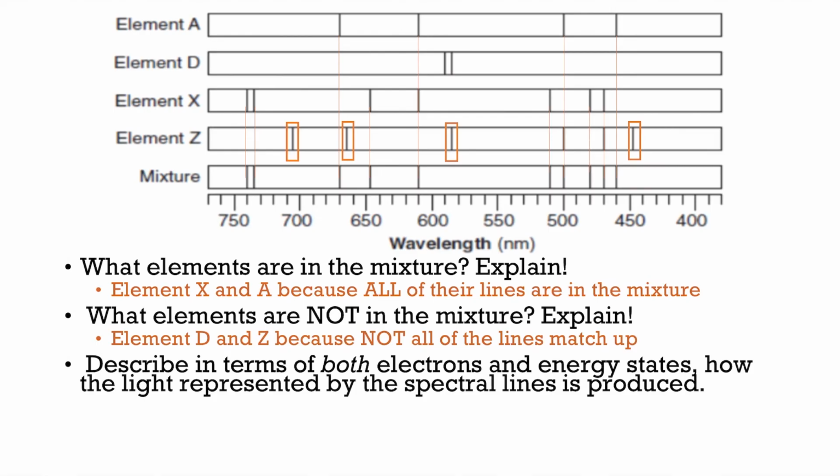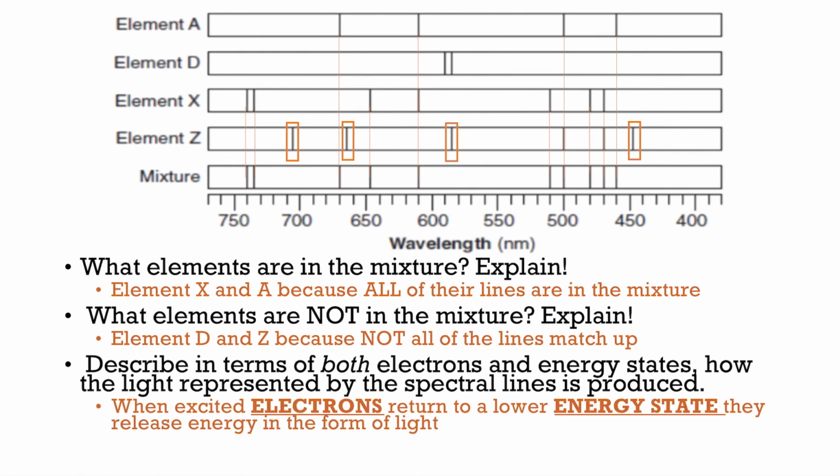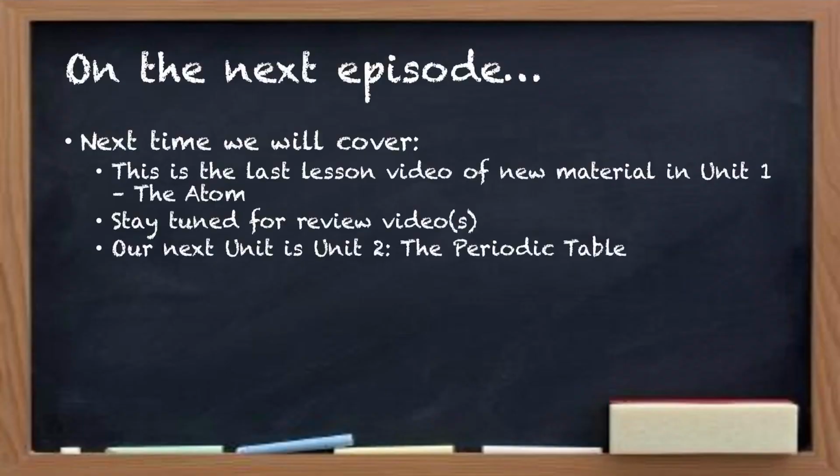And lastly, describe in terms of both electrons and energy states how the light represented by the spectral lines is produced. So you should have said, when excited electrons return to a lower energy state, they release energy in the form of light. So you need to have the term electron, you need to have the term energy state, you have to actually explain how they relate to your answer, and that's pretty much it.